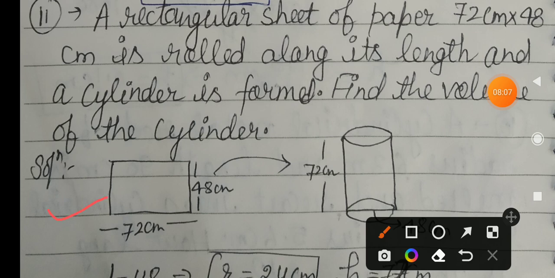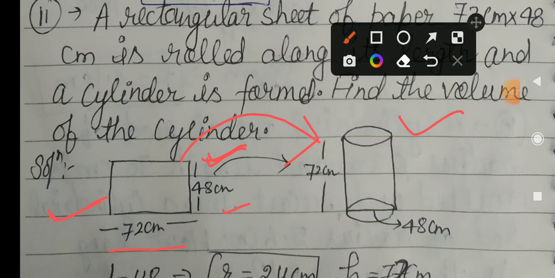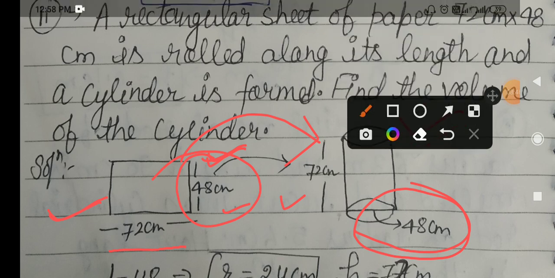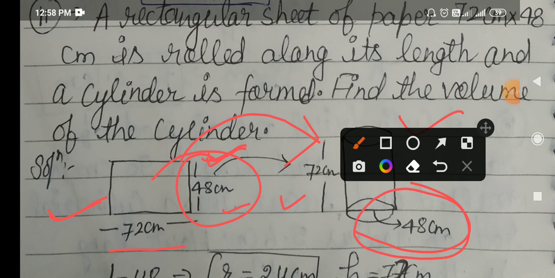this is a rectangular sheet. This rectangular sheet has a length of 72 centimeter, and the breadth of this sheet is 48 centimeter, and this sheet is converted into a cylinder just like that. Okay, you have to roll this paper and make a cylinder here. So that time, you very well know, the 48 becomes the circumference side, so 48 is the diameter and the height is 72 centimeter here, and then you have to find the volume of the cylinder.